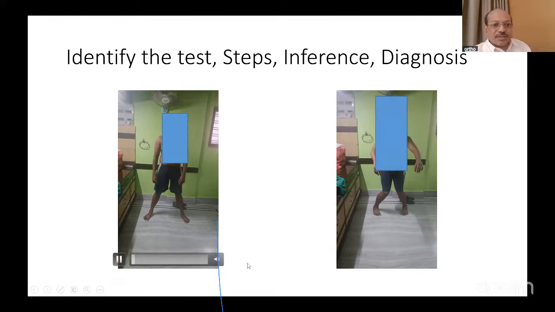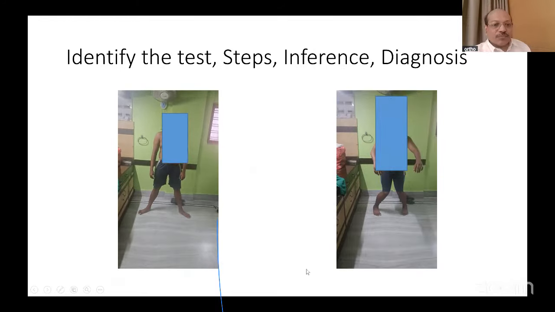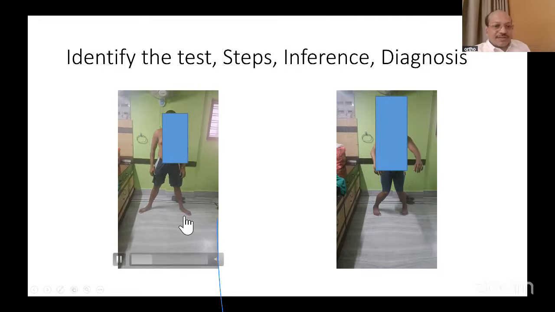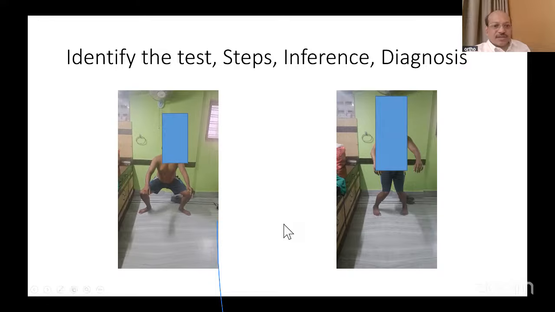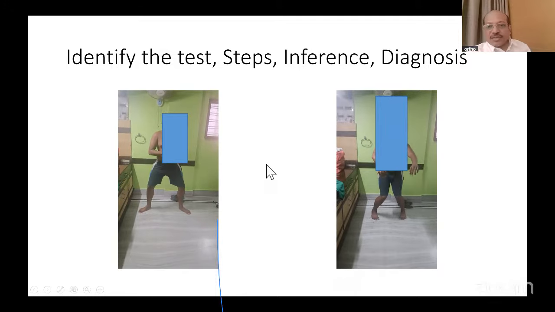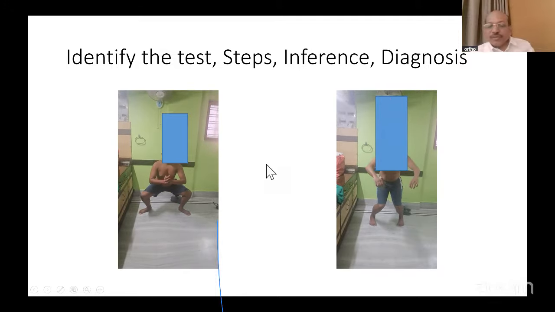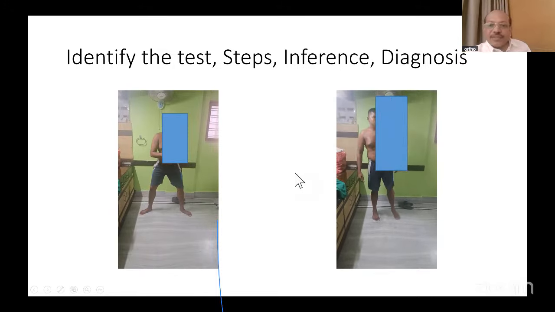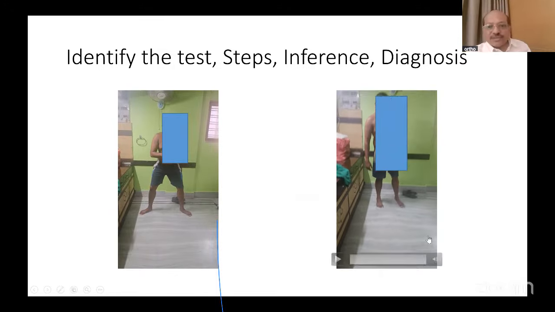Check this. The patient is initially standing on both feet. Now the feet are placed widely apart and externally rotated, and now the patient gradually flexes and extends the knees. So: standing, making both feet apart, externally rotated, and then flexion and extension. Now see, again standing, again keeping the feet widely apart, now internally rotated, and then flexion and extension.